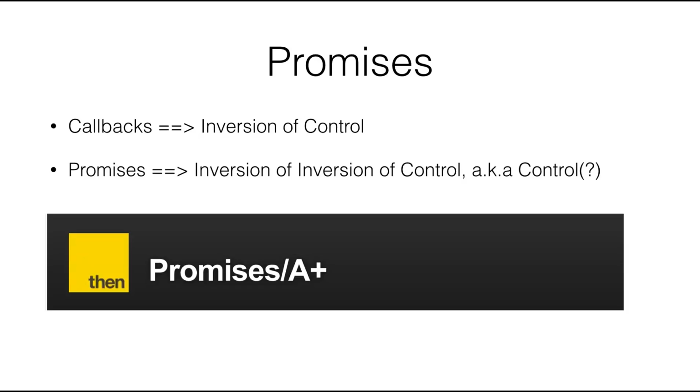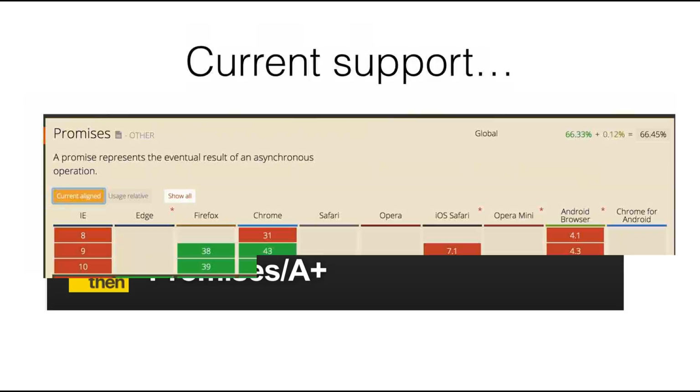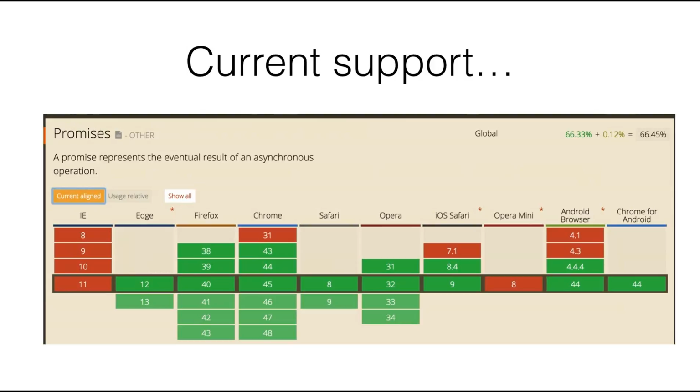The Promises A+ spec is probably one of the most readable specs that you can find. It's just one page. I would encourage everybody to go read it, especially if you're going to be working with single page apps, because I think it's going to be very important. But for now, as you can see, IE is still at the cutting edge of not supporting anything.